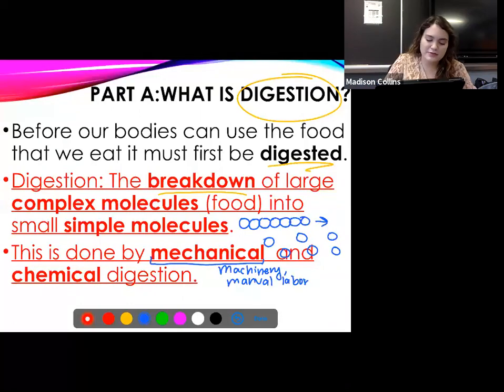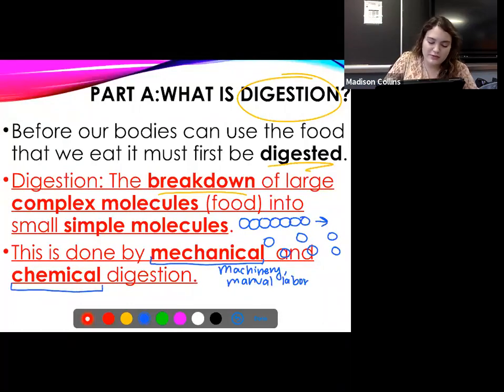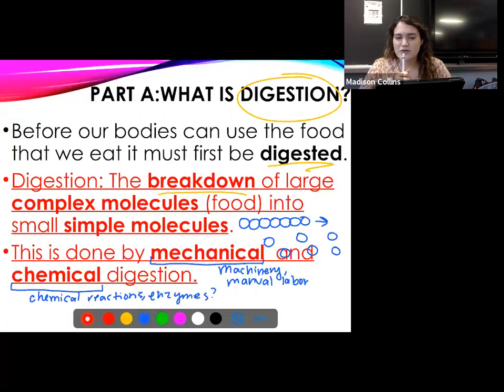The second type of digestion is known as chemical digestion. Now, when we hear the word chemical, it's usually followed by a reaction, right? Chemical reactions. And we also know that those chemical reactions are controlled by enzymes. So be thinking about what that means in terms of digestion.